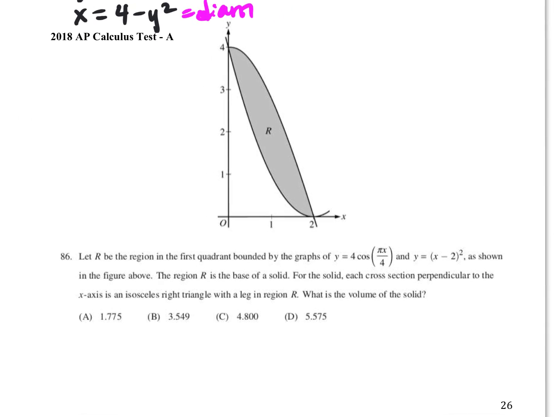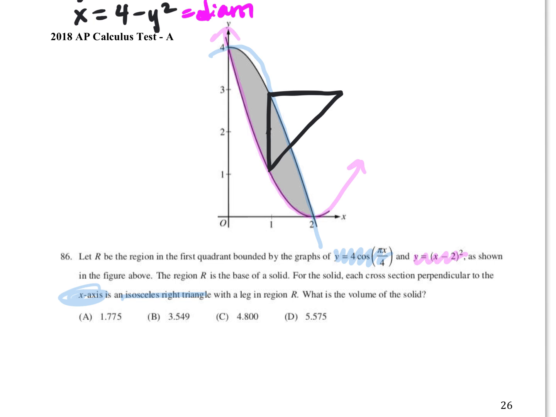Last one here. This kind of goes into what you're saying, Ritzy. Let R be this region, bounded by, and we get a calculator for this. Do you agree that this y equals x minus 2 squared is going to be this? It's just a parabola that they shifted right 2. And then the 4 cosine is going to be this blue one. Cool? Okay, R is the base of a solid. Each cross section perpendicular to the x-axis is an isosceles right triangle. Again, perpendicular to the x-axis. So we're going to have isosceles right triangles staring out at us.